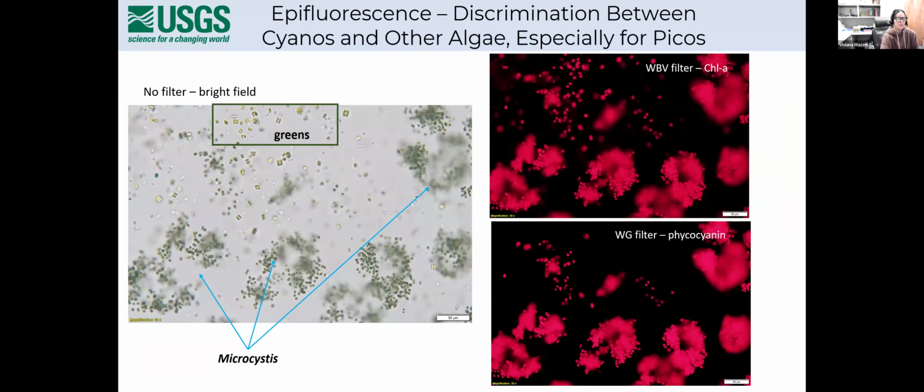So here you can see how we use epifluorescence to distinguish between cyanobacteria and eukaryotic algae. The photo on the left here is no filter using bright field, and we have Microcystis and then some greens scattered throughout. With the violet filter for chlorophyll a, you see both the cyanobacteria and the greens. And then when we switch over to the green filter for phycocyanin, you can see that the greens are no longer visible and you're just looking at your cyanobacteria.